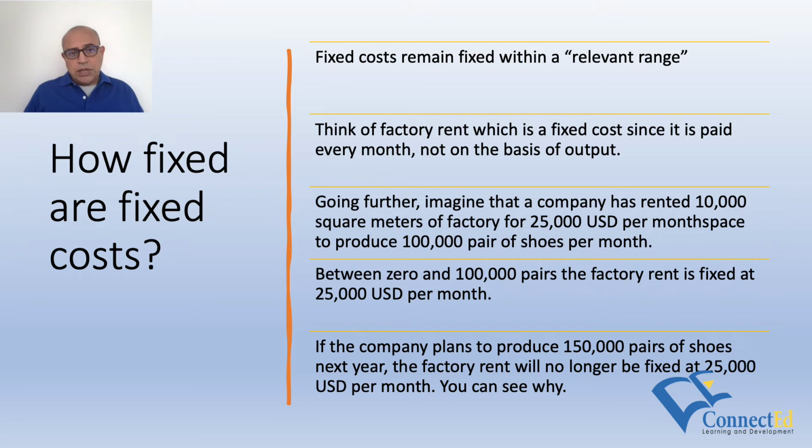So this slide emphasizes a point that I made earlier. So fixed costs are fixed, but within a relevant range. So imagine a company, 10,000 square meters of space, $25,000 US of rent, producing 100,000 pair of shoes per month. So between 0 and 100,000 pairs of shoes, we can say that the rent is fixed at $25,000 a month. You want to increase the volume of production, do not expect the fixed cost to remain fixed. So no cost is fixed forever. You cannot infinitely increase production and expect any cost to remain fixed. So there are fixed costs, but they remain fixed within a range.